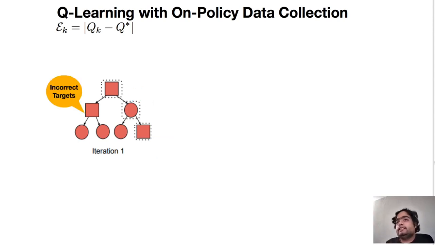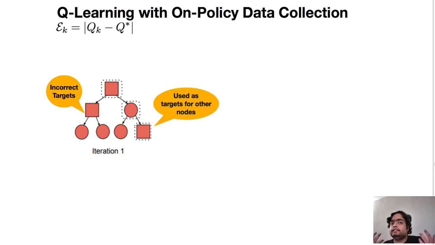In the first iteration, you would have incorrect targets on most of those nodes, because the values are just randomly initialized. Those incorrect values at the leaf nodes or the nodes at level 2 would be used for computing target values for training Q functions at the nodes above them. For instance, the root node would use Q values at the nodes in level 2 to compute its own target Q value. The nodes at level 2 would use the leaf node values to compute their own target values for training the Q function, and so on.